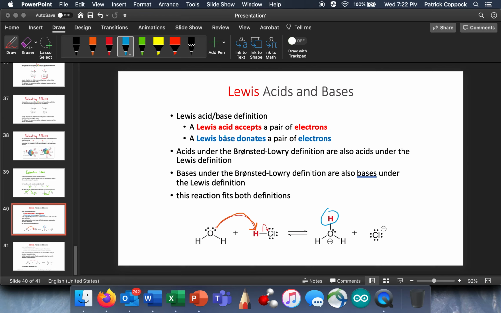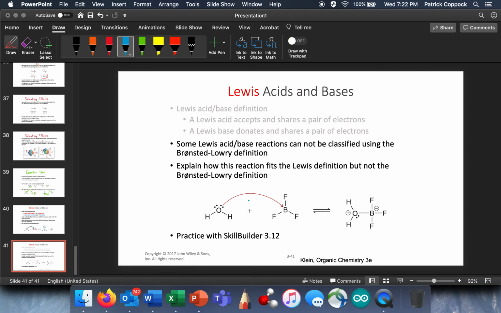And likewise, a base. And likewise, if you have a Bronsted-Lowry acid, here's my Bronsted-Lowry acid, it is accepting a pair of electrons. Here's the pair of electrons that it's accepting, right? So again, Bronsted-Lowry acids and bases are also Lewis acids and bases. However, some Lewis acids and bases are not Bronsted-Lowry acids and bases.